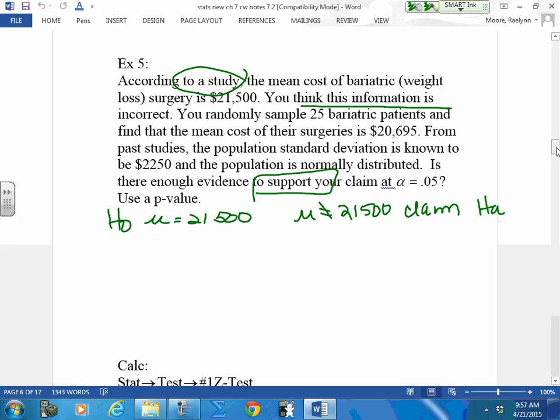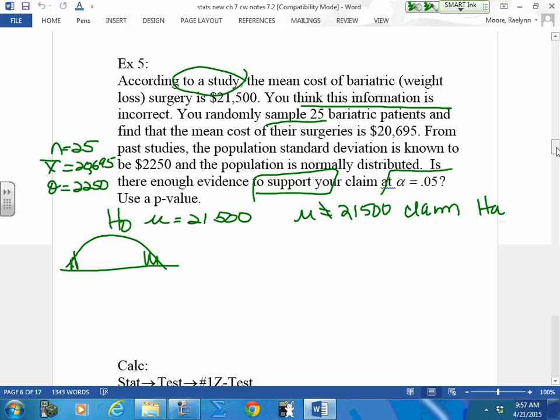So what tail test is this? Two-tail test. Good. Two tails. Pull out your sample information. You have your sample data, your sample mean, and from past studies, you have your population standard deviation. Okay, we're going to challenge this claim at a level of significance of 0.05. We're going to use your p-value to test this. So the first thing we need to do is find your p-value.